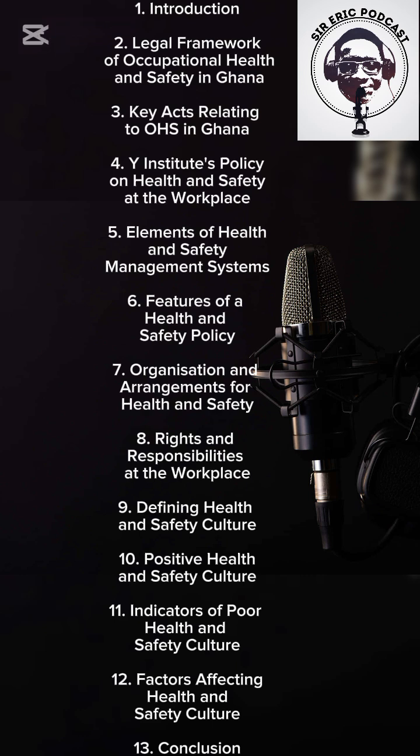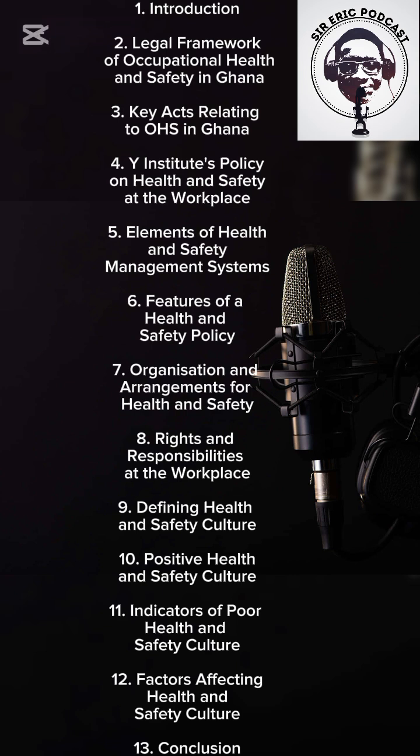Section 9. Indicators of poor health and safety culture. 1. High absenteeism and accidents. 2. Lack of resources for effective management. 3. Decisions prioritizing costs over safety. 4. Poor communication and compliance with safety rules.